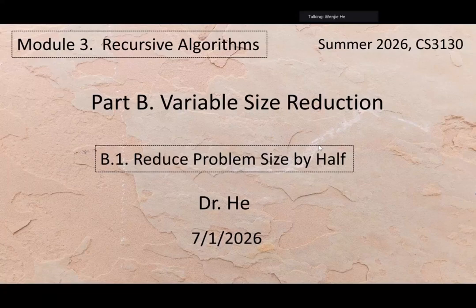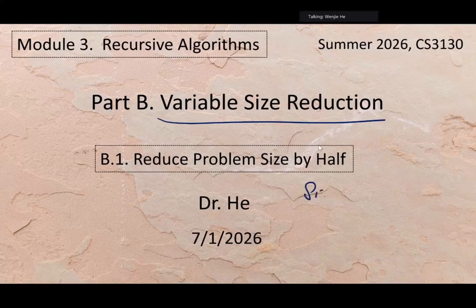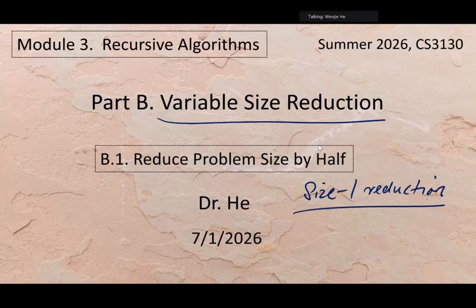The topic title, variable size reduction. Remember part A, basically what we did, size 1 reduction, right? That's the simplest case. So size 1 reduction. And here we will see other variations, variable size reduction.